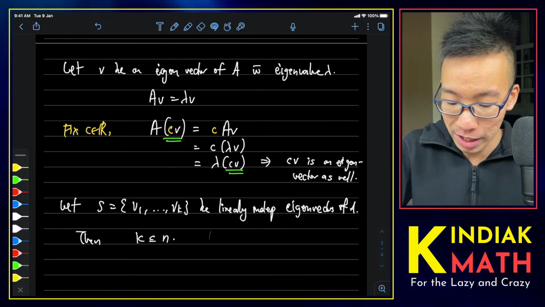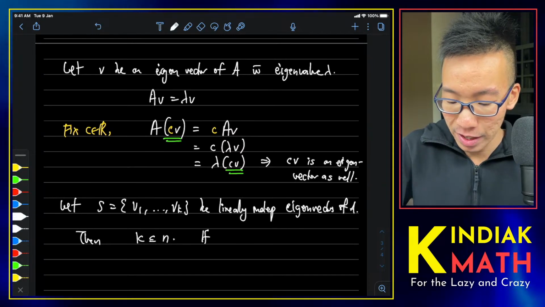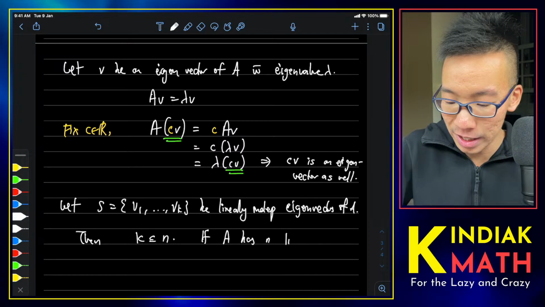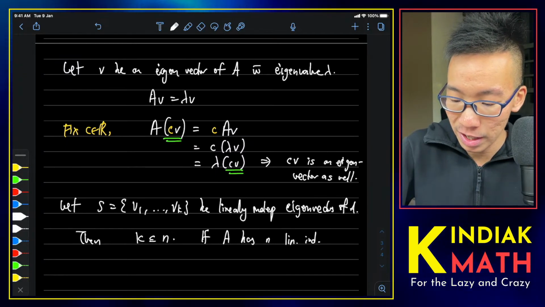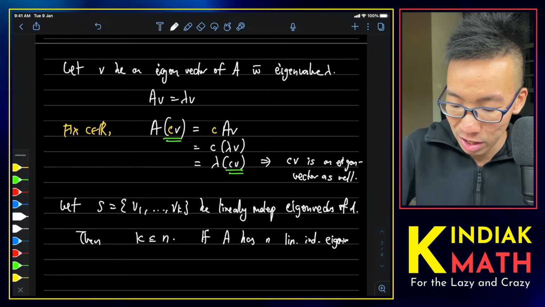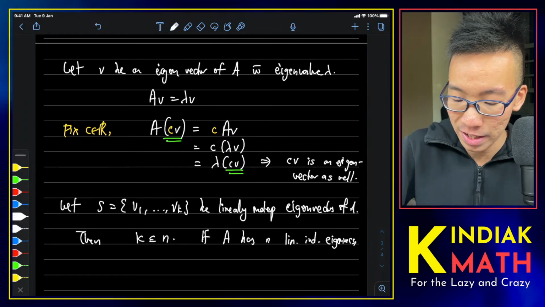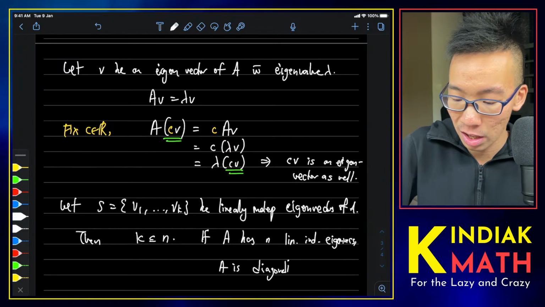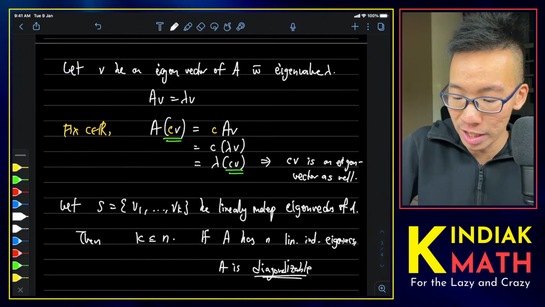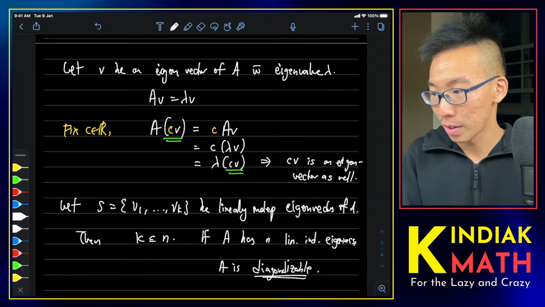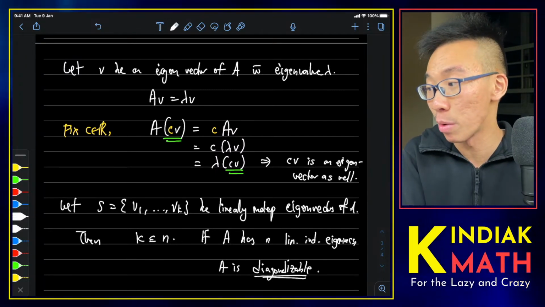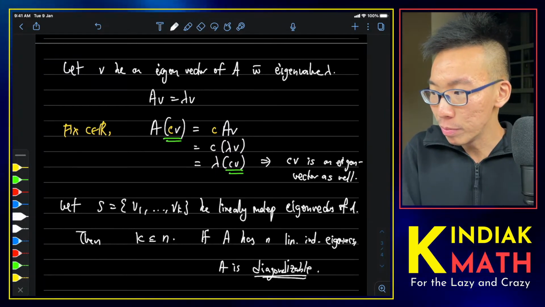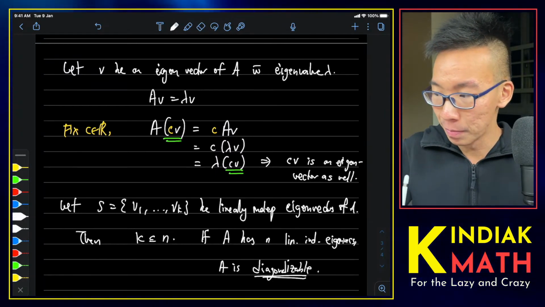In fact, if A has n linearly independent eigenvectors, we actually say that A is diagonalizable, which is a really, really nice property. Exactly, if you have more than n, you definitely have redundant vectors, it cannot be linearly independent anymore.